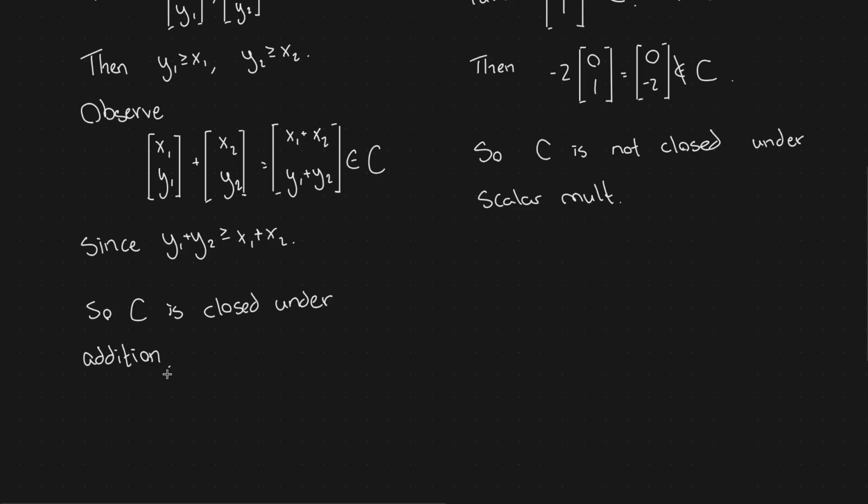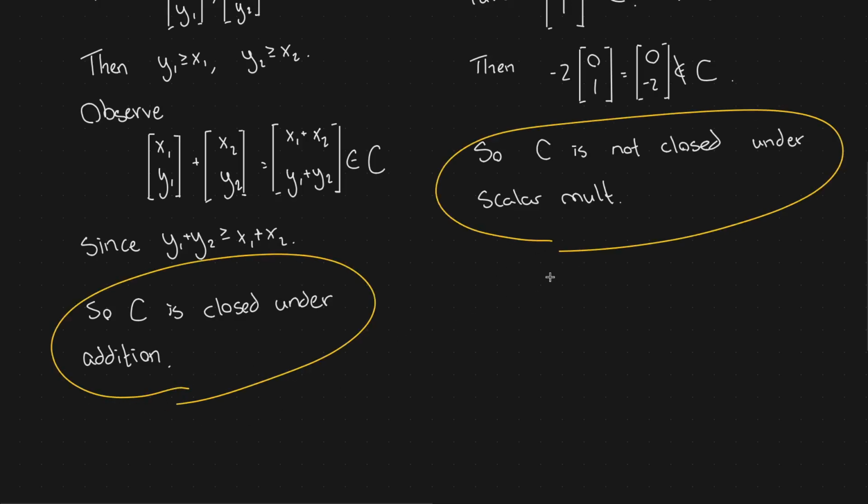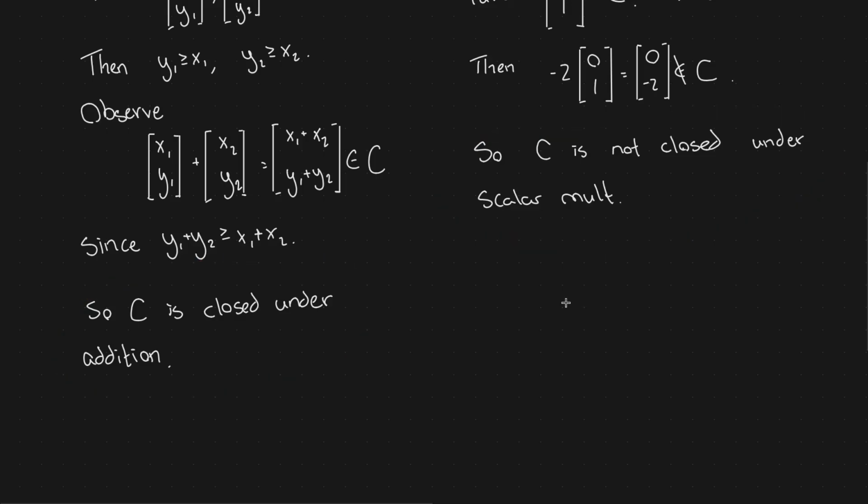So our set C is closed under addition, but not under scalar multiplication. In order to be a vector subspace, it needs to be closed under both addition and scalar multiplication. Since it's only closed under one, C is not a subspace of R2.